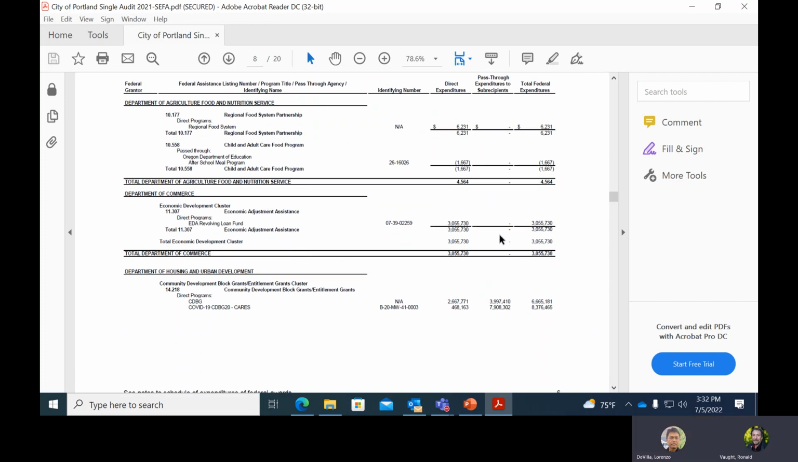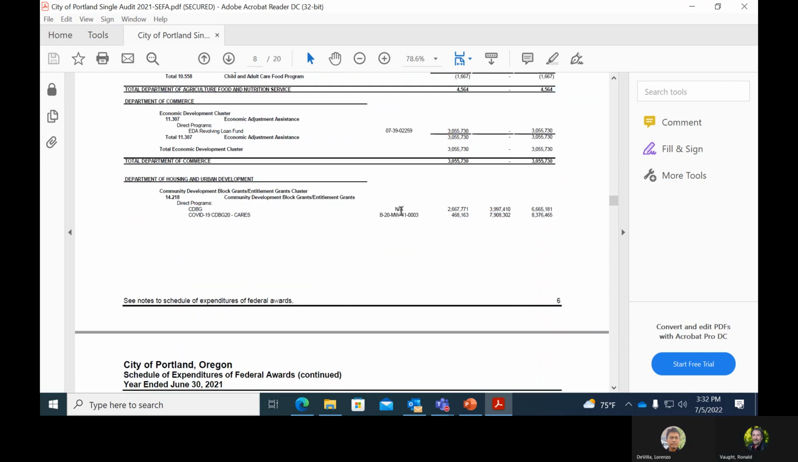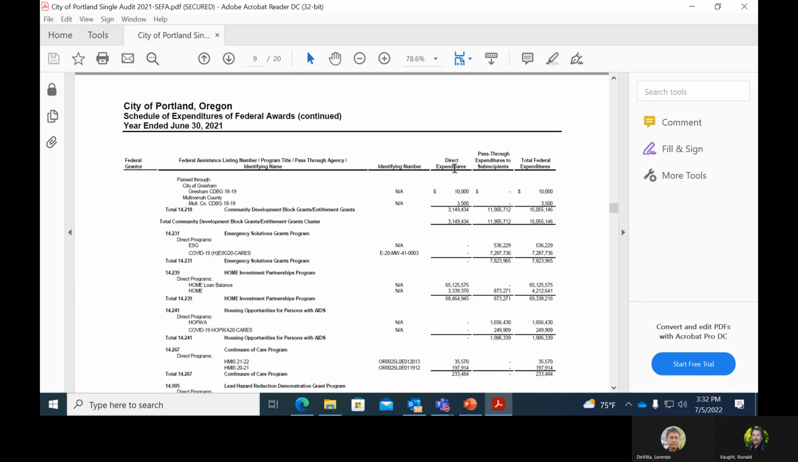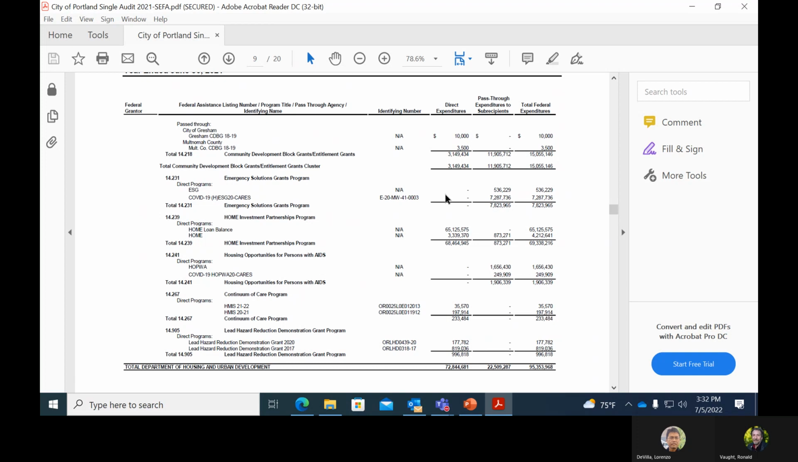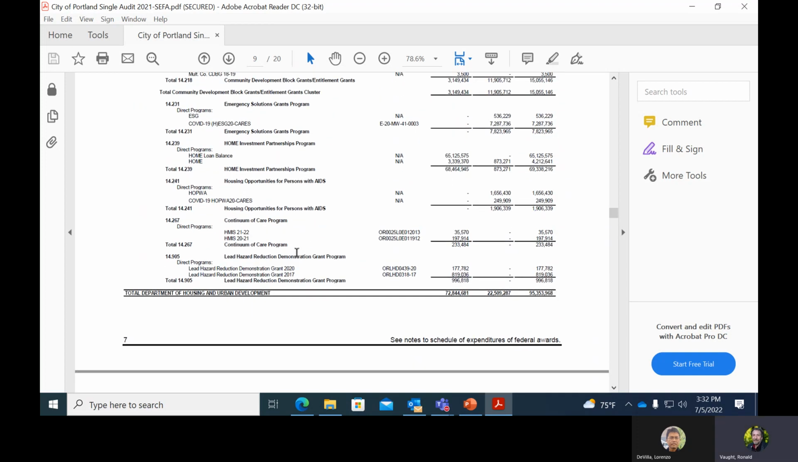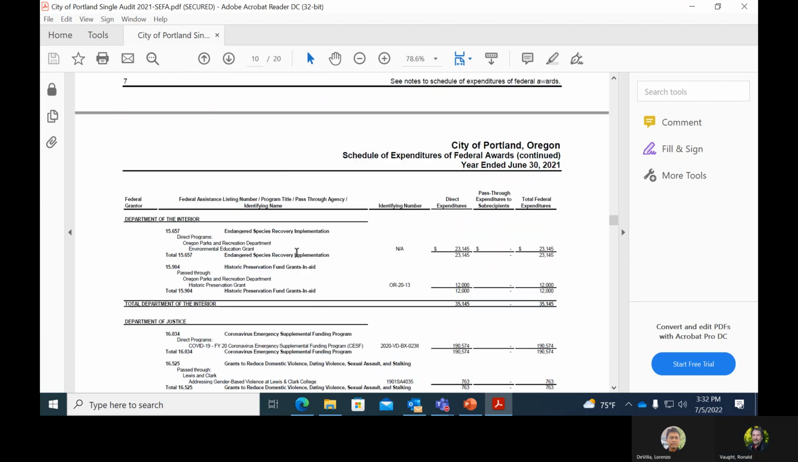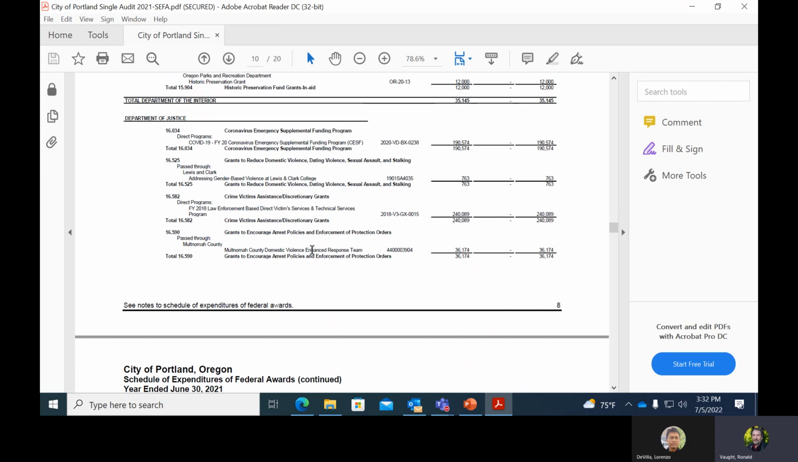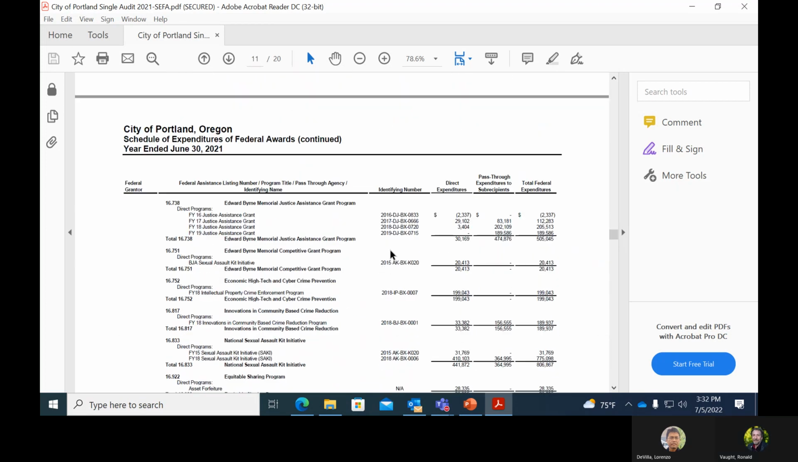So we've got Department of Commerce, we got 3 million. We've got CDBG. We got two different types, the regular and then CARES. And we got a whole bunch of other programs. And then Department of Interior, we got a little bit. Department of Justice, we got a little bit.